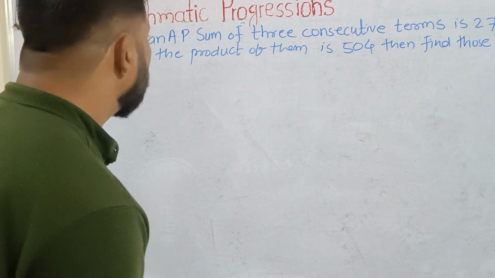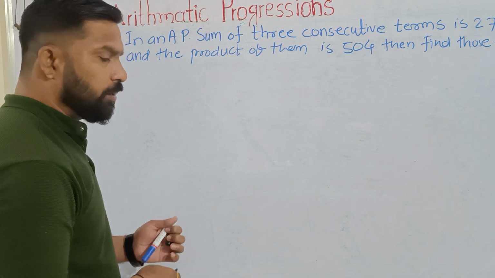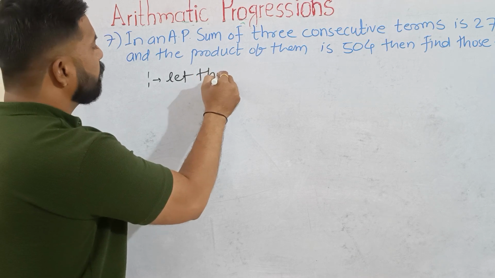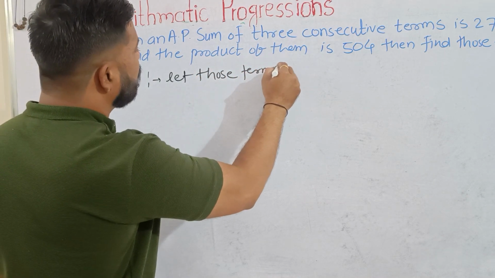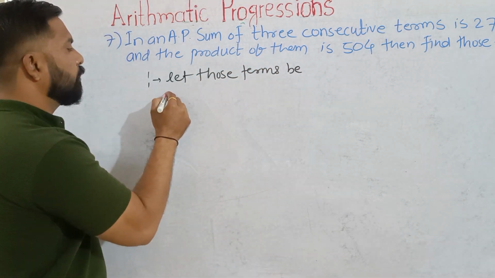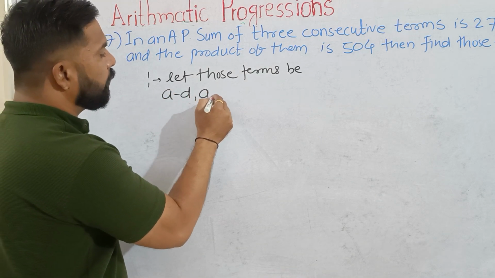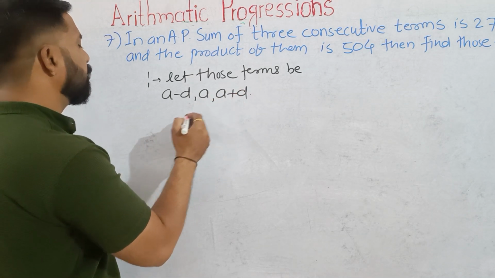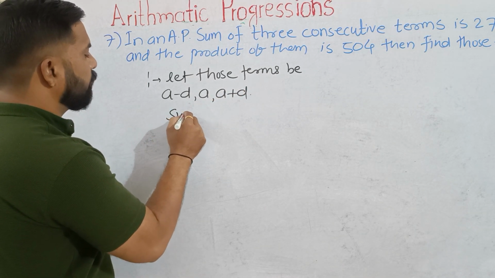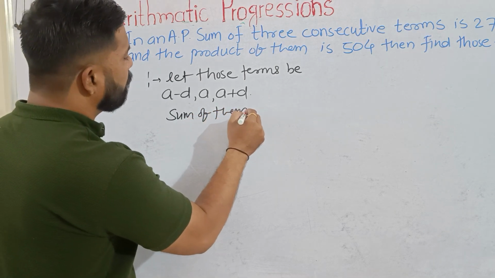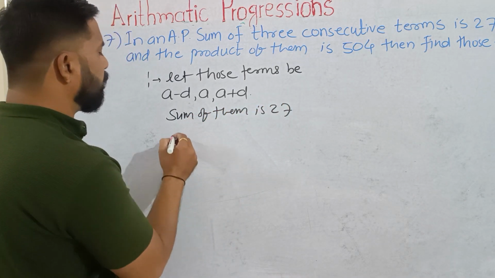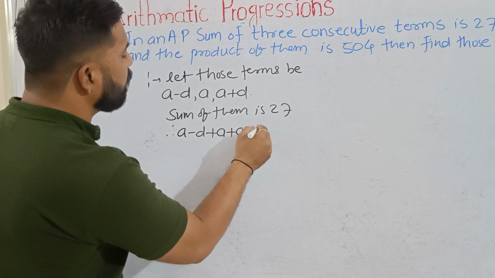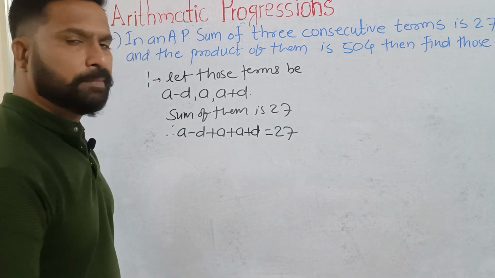Now look at the board. Sum of 3 consecutive terms is 27. 3 consecutive terms. So you can say, let those terms be a minus d, a, a plus d, right? Then sum of them is 27. Therefore, a minus d plus a plus d is equal to 27.